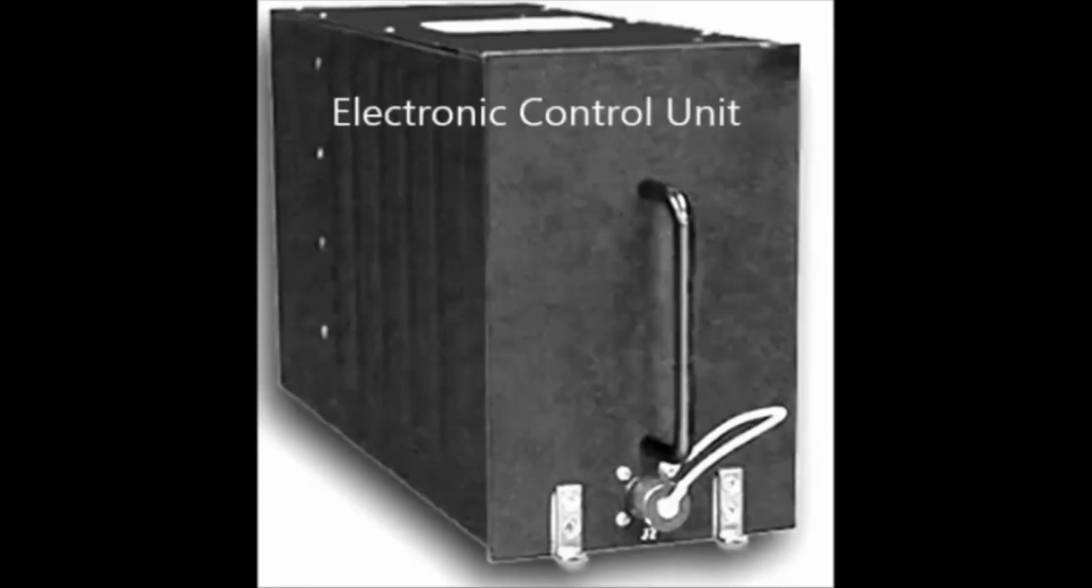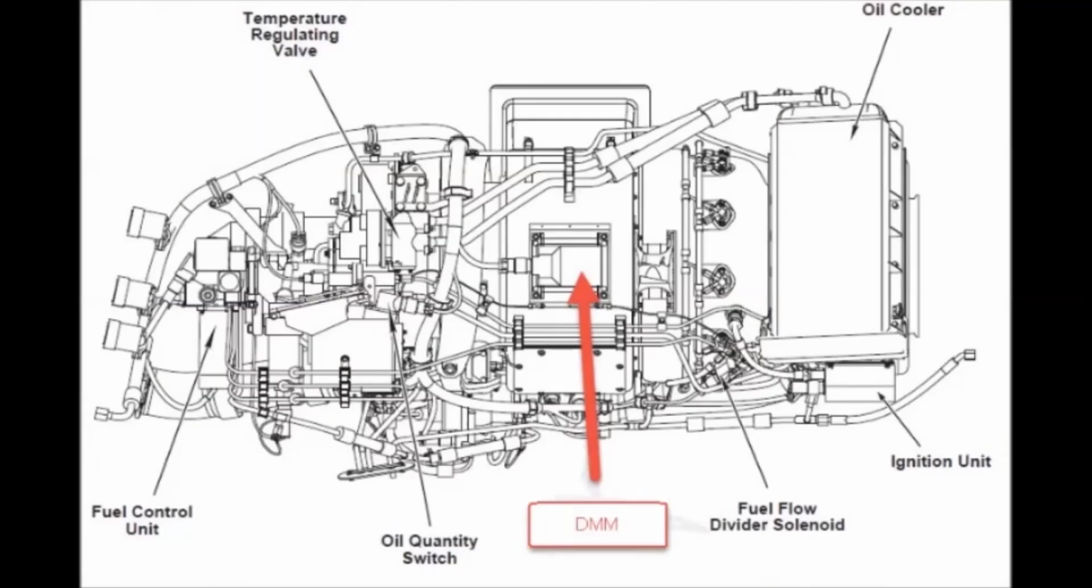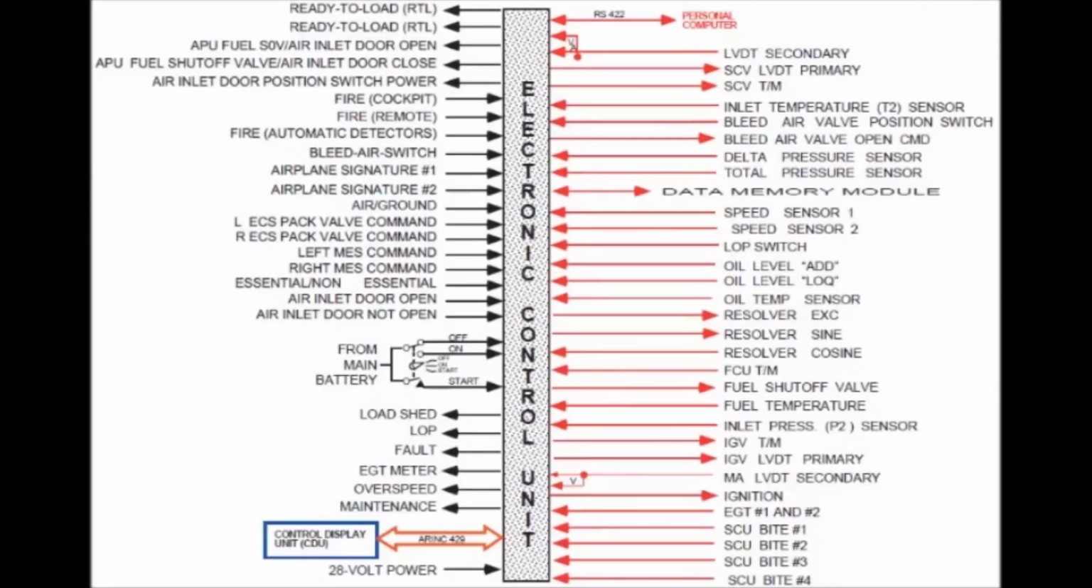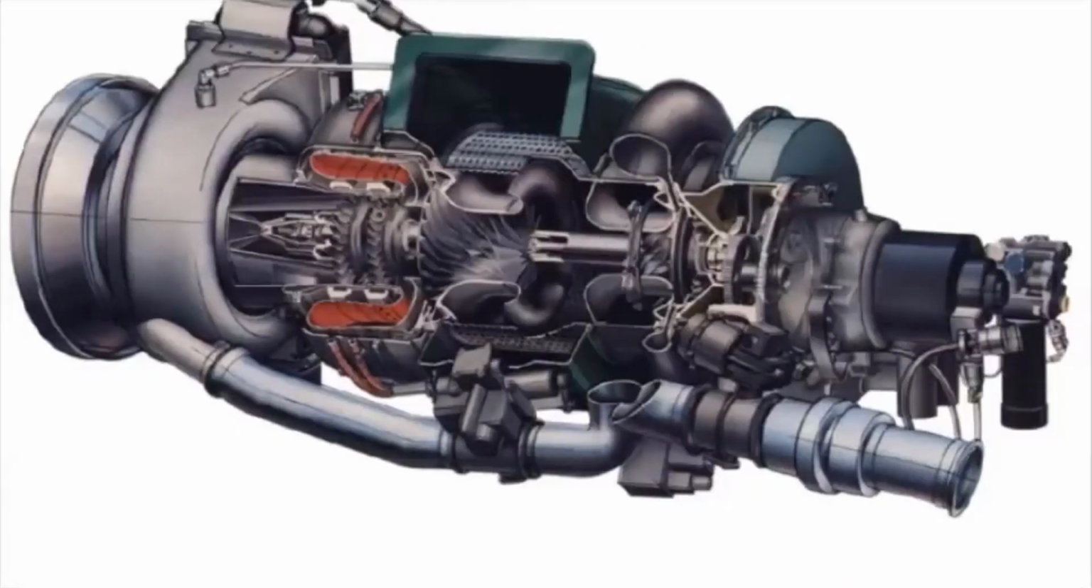During 131-9B APU operation, the ECU registers real-time information and stores some of it in the DMM. The real-time information includes APU LRU and aircraft information. The stored information includes APU hours, cycles, and operational parameters. The APU ECU also records errors found during operation and the reasons for a shutdown.